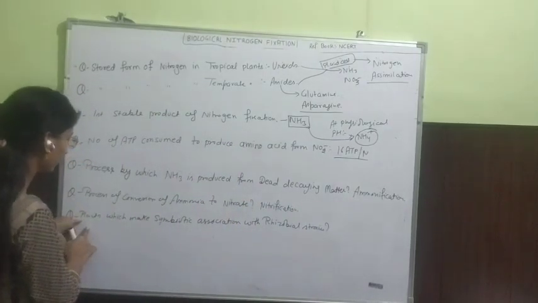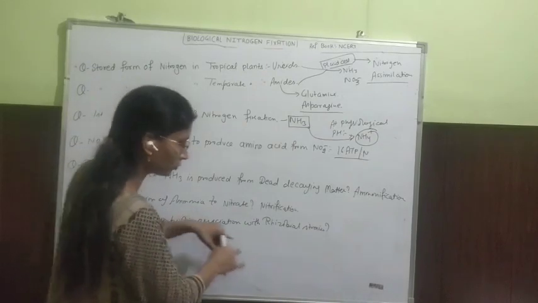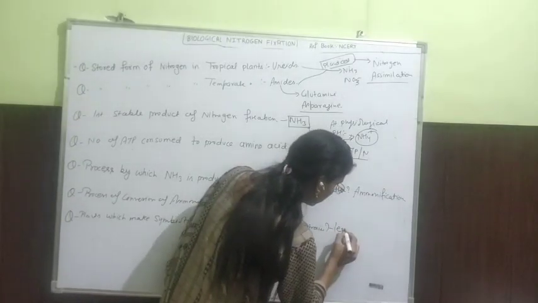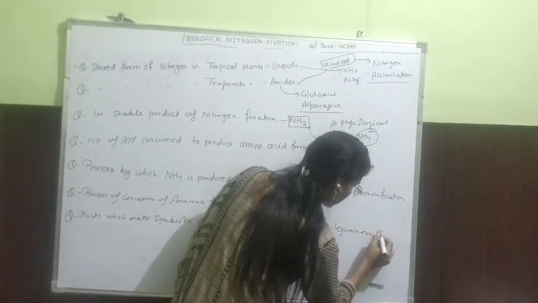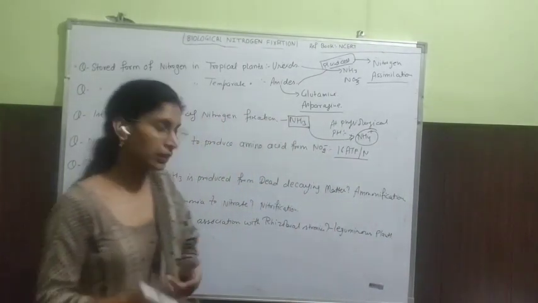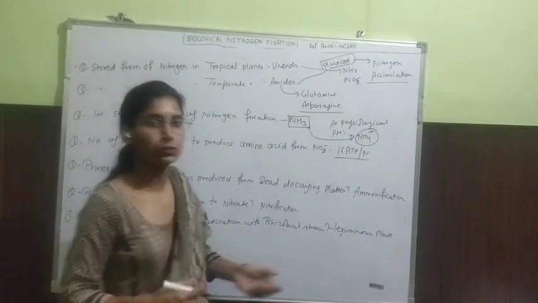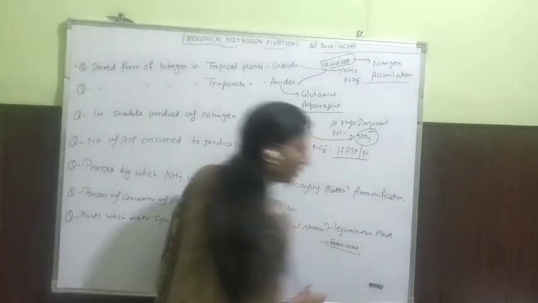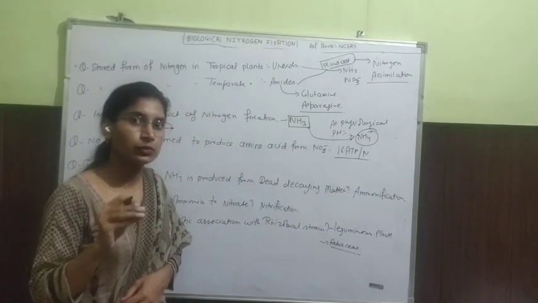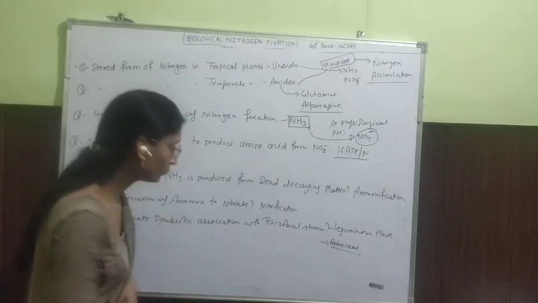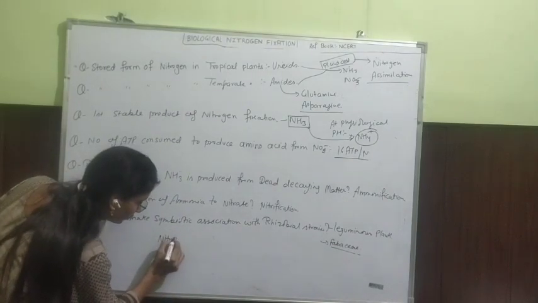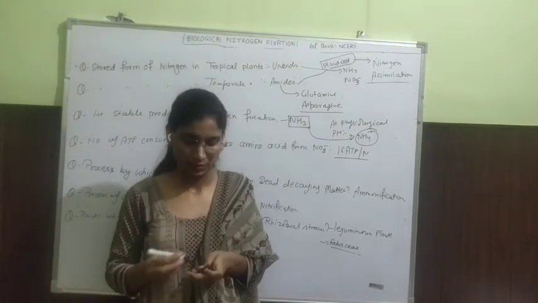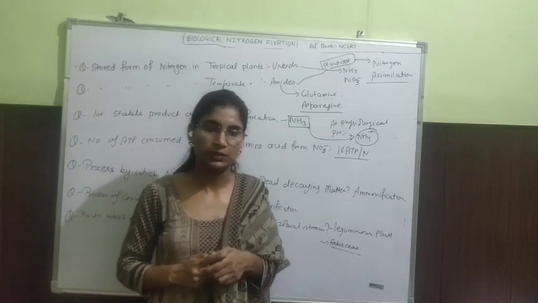And the next is the plant which makes the symbiotic association with the rhizobial strain. Those plants are called leguminous plants. A question can be, which family makes the symbiotic association with the rhizobial strain? Then you can answer the Fabaceae family. The main enzyme which plays an important role in nitrogen fixation is nitrogenase. So these are some questions which can be important for the competitive exam. Thank you.